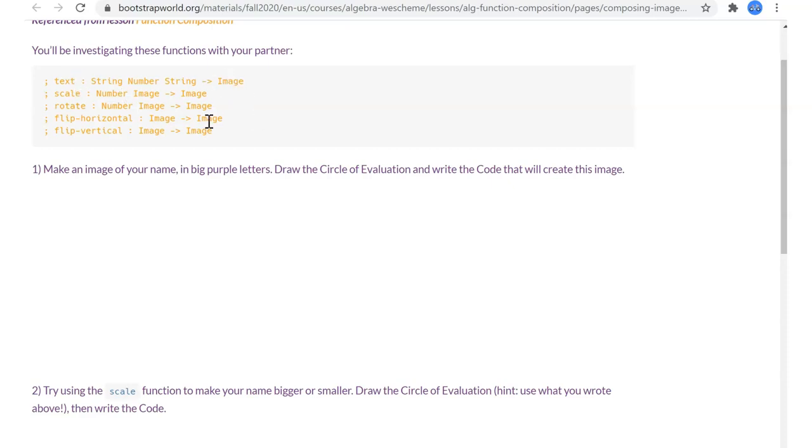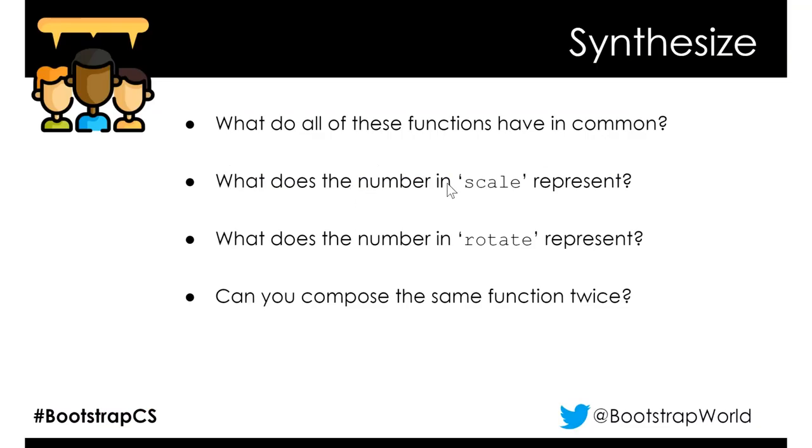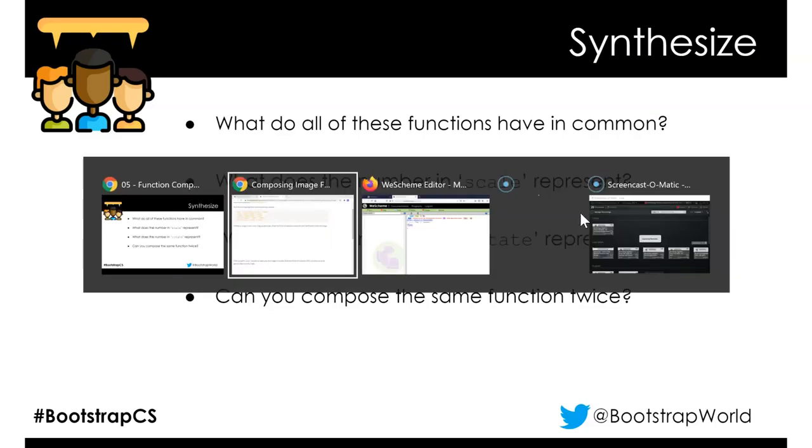So let's look at these, and we can see, well, one thing that really jumps out, and you can tell it clearly from the contracts, is they all produce images. Did you notice that? These are all image functions. Even though they take in different types of things, they all produce images. What does the number in the scale represent?